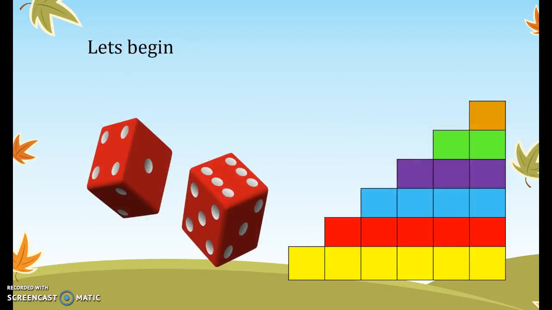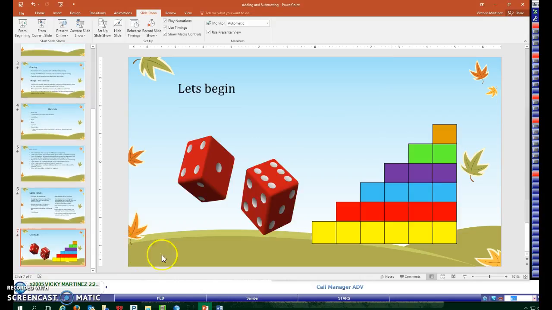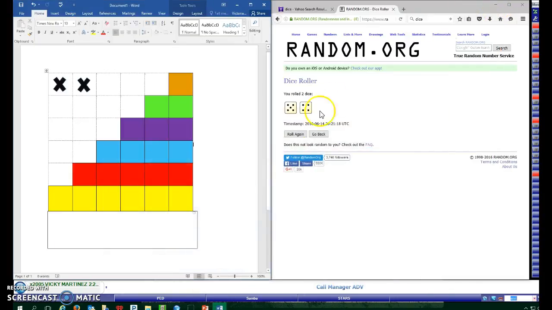Let's begin. For this assignment, you will have a block chart just like this one. You want it in ascending order. You've got 1 down here, 6 all the way up here, and this just visually gives the students an idea of what's bigger. And then your dice.